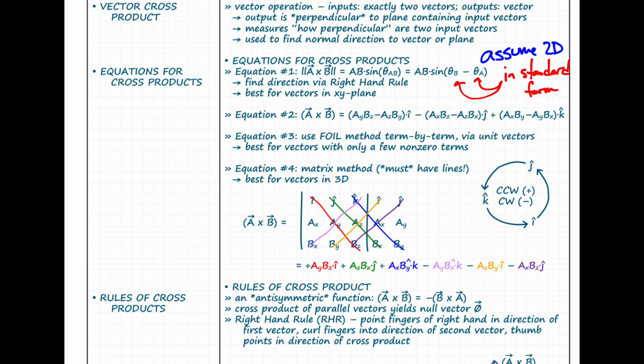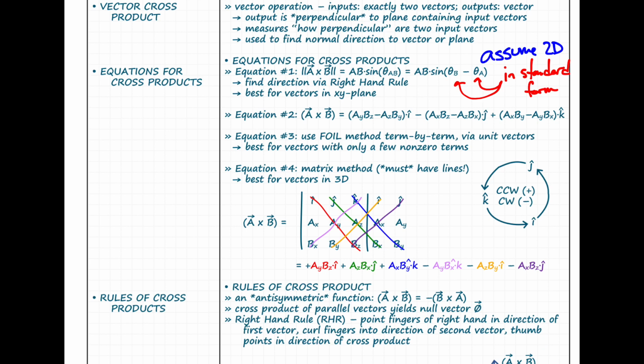Another equation for the vector cross product is thus: it is a combination of all of the different components of the 3 vectors. So if you have them in component form, you can multiply all those together. This comes from some linear algebra and some matrices. This is the best method to use when you have vectors in 3 dimensions.